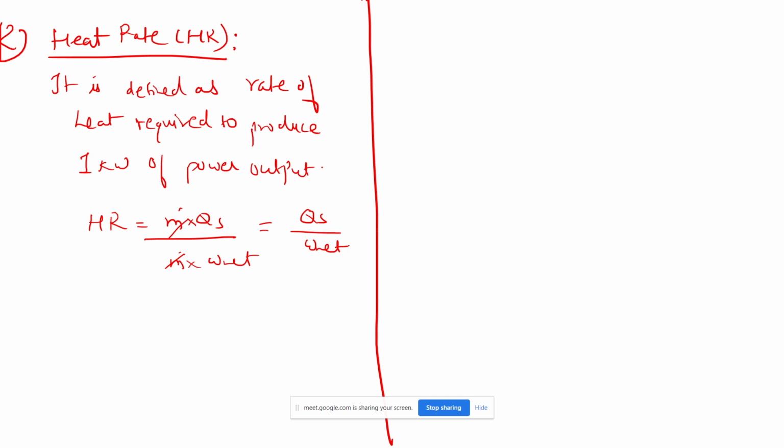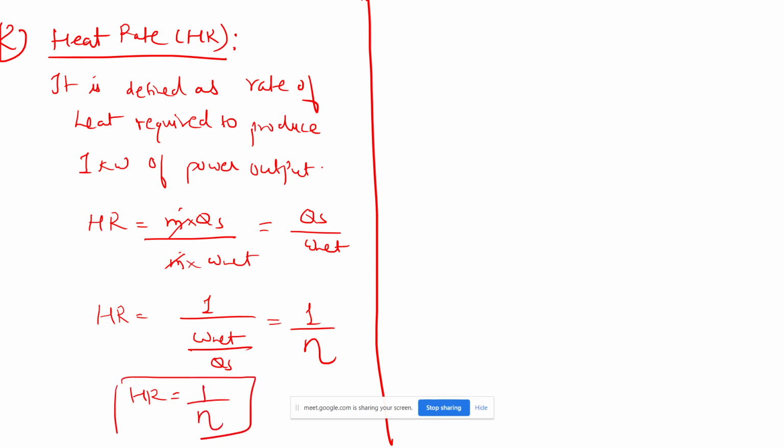And what is it called? Can anyone tell? It is related to some terminologies. Work net upon heat addition. What do we represent it as? Efficiency. Yeah. Efficiency. So it is inversely proportional to efficiency. So heat rate is 1 upon eta. Okay. Or you can also write that efficiency is equal to 1 upon heat rate.